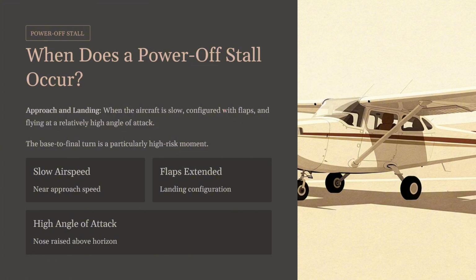Okay, let's move on to the power off stall. This maneuver simulates situations like approach and landing, especially during the base to final phase. During landing, the airplane is usually slow, configured with flaps, and flying at a higher angle of attack. If the pitch increases too much, the airplane can stall easily. So that's what we are simulating with the power off stall. Okay, cool.